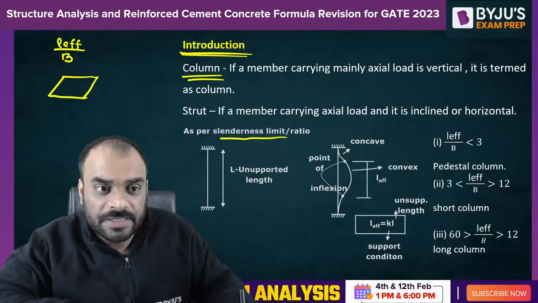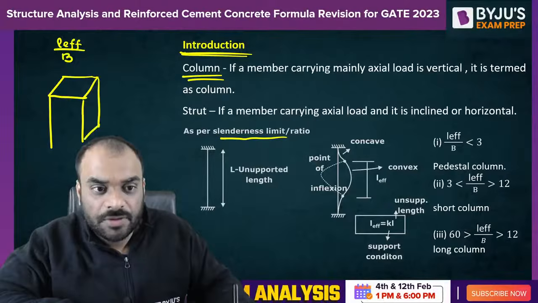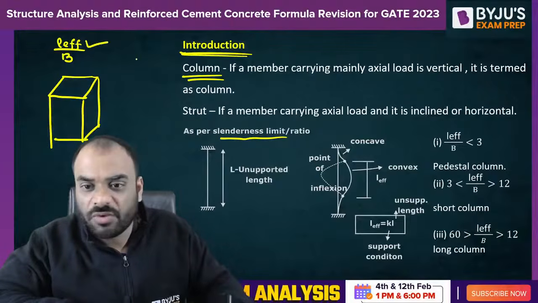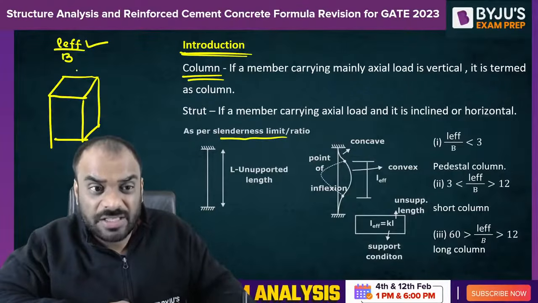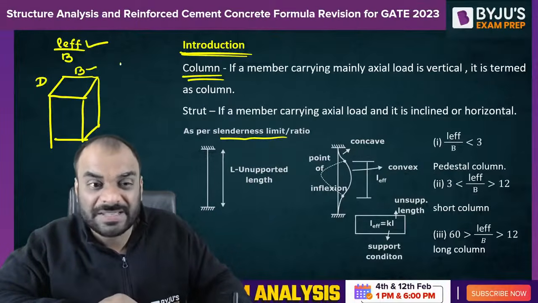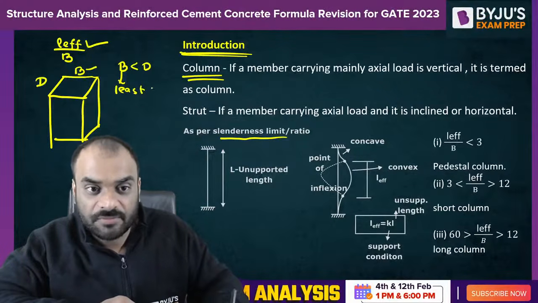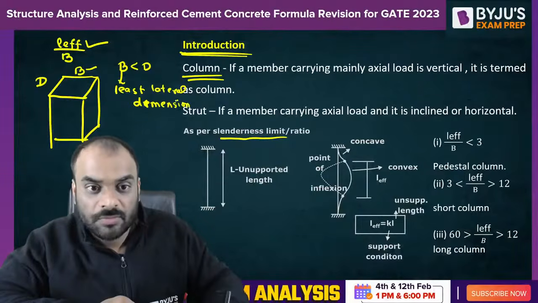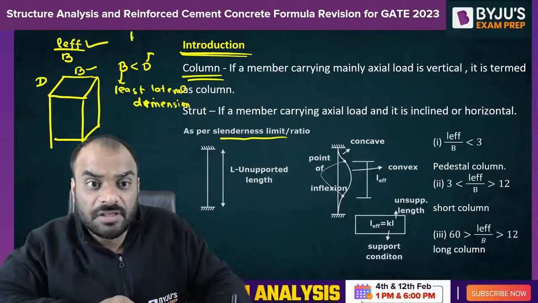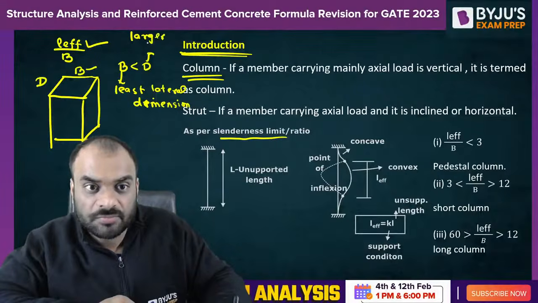Let us suppose this is our column, right? So one value is L effective. What is L effective? Later on we will discuss. B is basically the least lateral dimension. These two dimensions will be lateral dimensions. One is B, second is D. Let us suppose B is less than D. So we can call B the least lateral dimension. And D will become the larger lateral dimension.